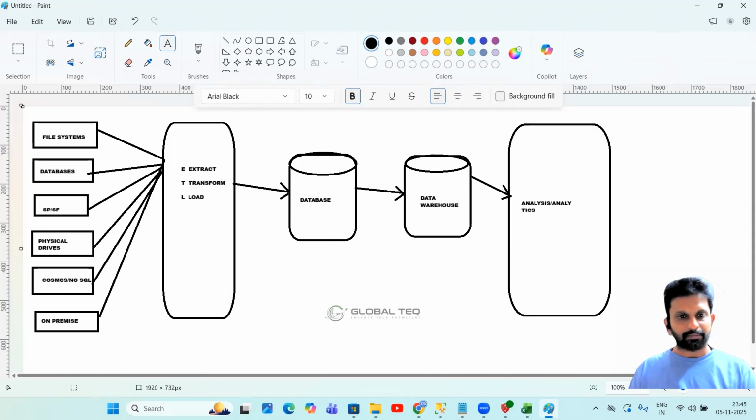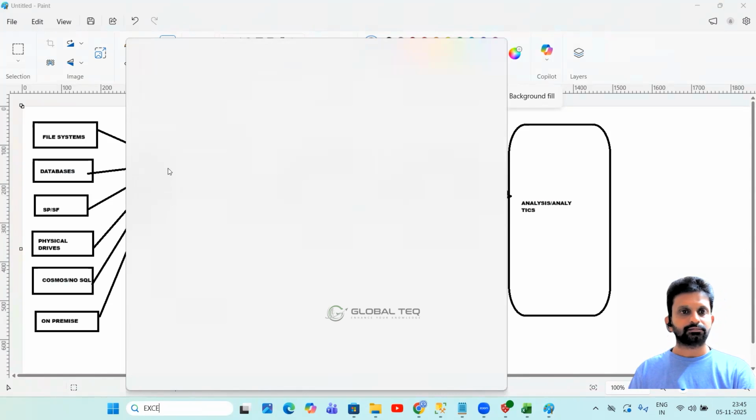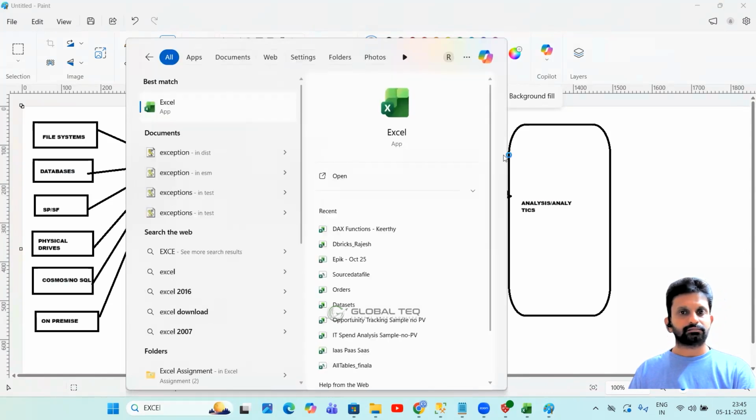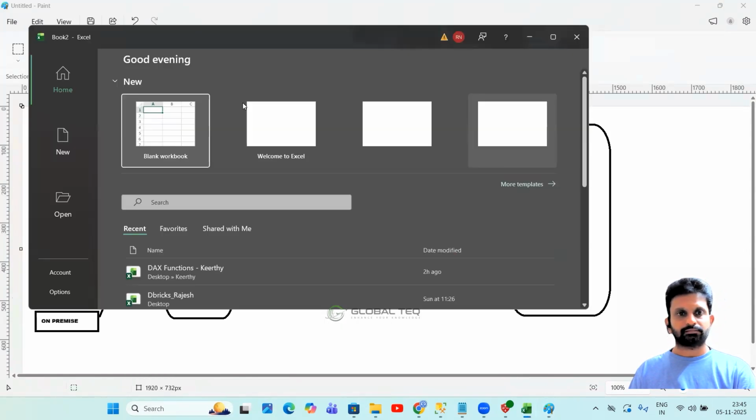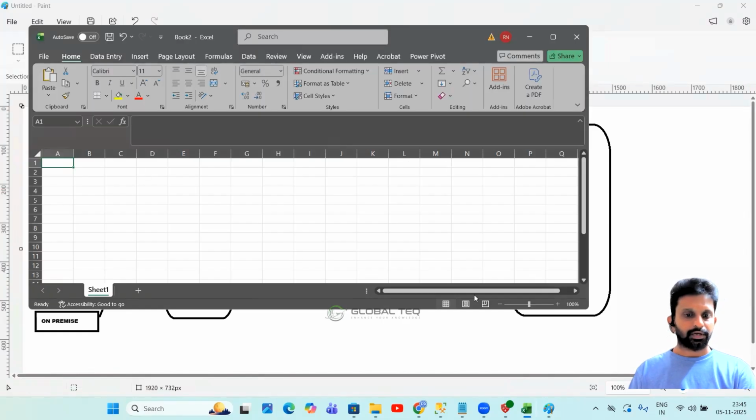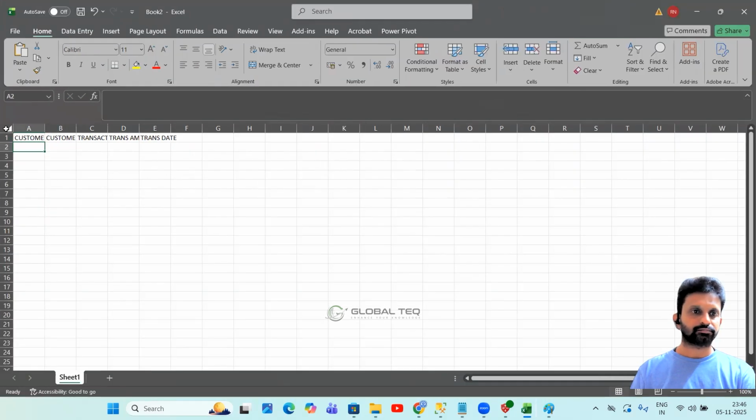So for example, if I give you a layman example here, there would be a customer, with a customer ID and customer name, and he's doing certain transactions, with a transaction type, the transaction amount, and finally the transaction date. So these are the 5 columns that I'm considering.